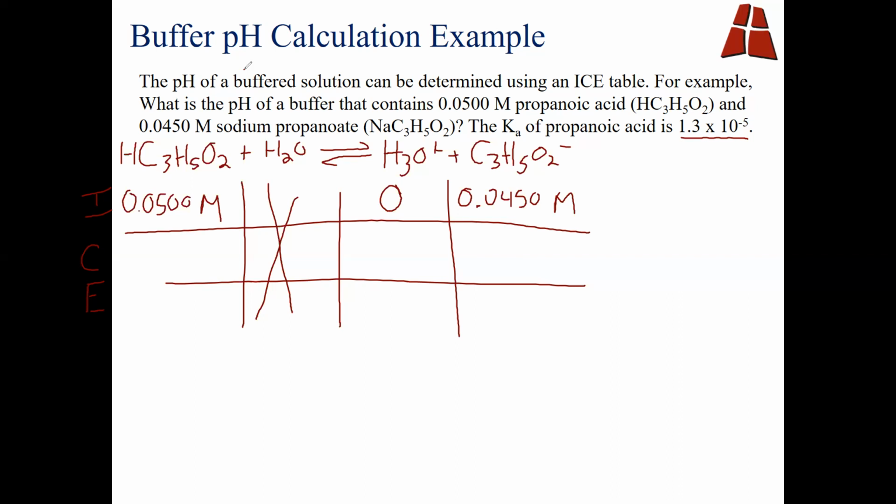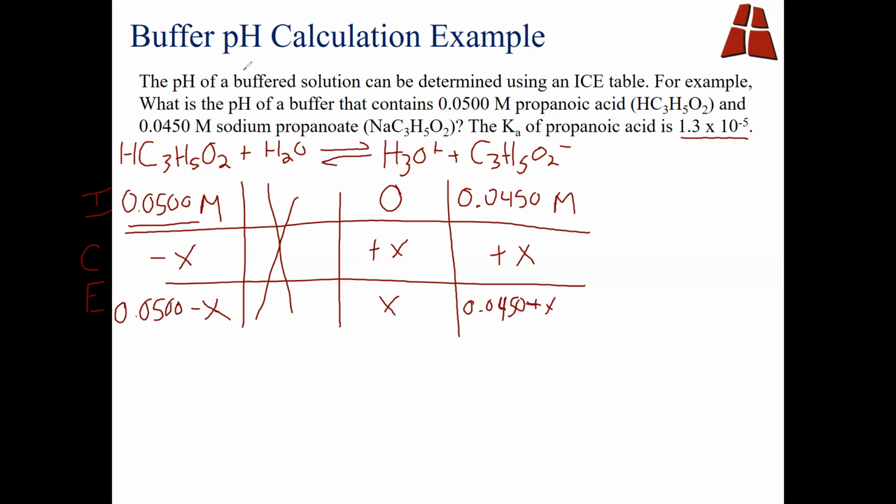Because we have more of our propionic acid to start, that's going to tell us which direction this will go. The reaction will ultimately move towards products. And so we would subtract X from our reactant side and then add X to each of our products that we're forming. So we combine those two terms, 0.0500 minus X for our reactant, and then X for hydronium, and 0.0450 plus X for our product, our propanoate.